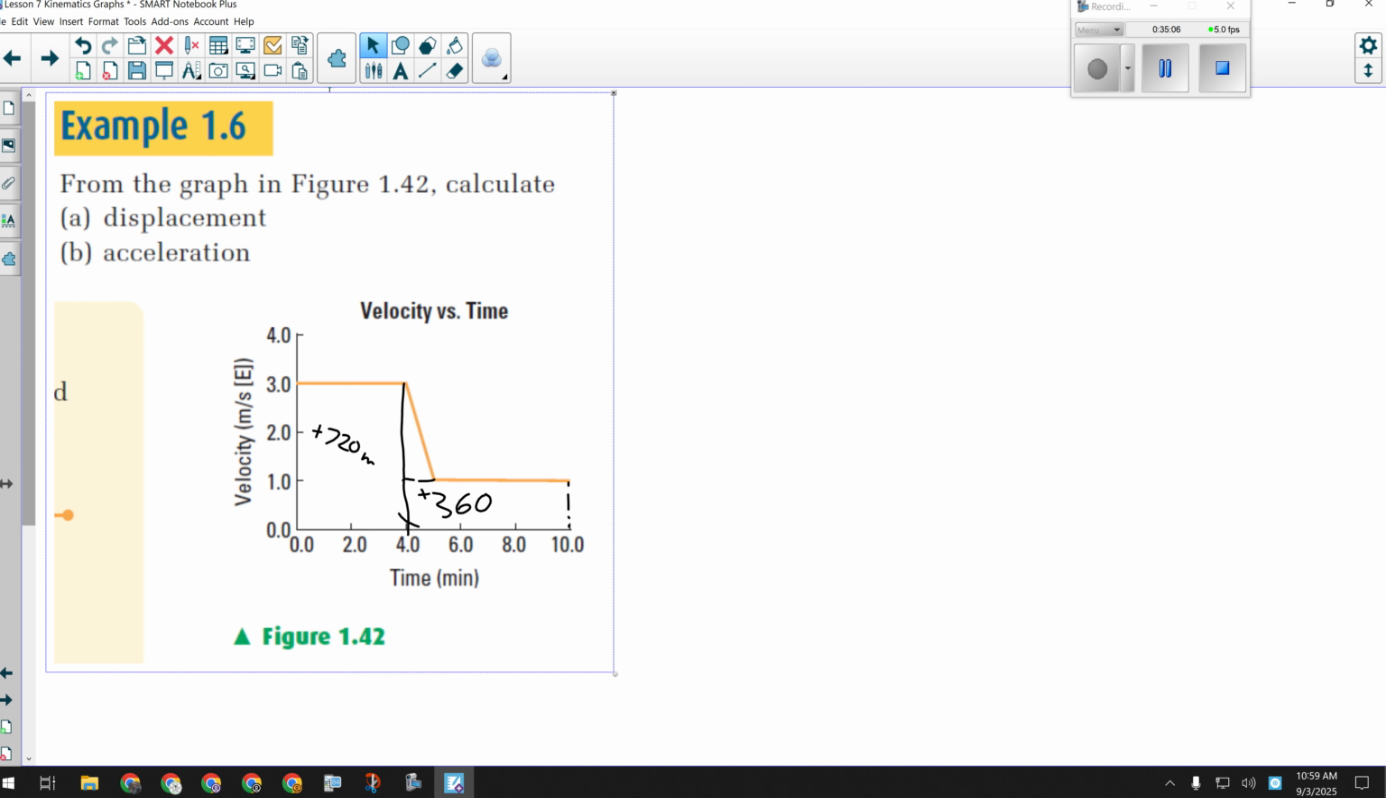Positive 360 meters. And then I've still got that little triangle there. So the base of that triangle would be 1 minute or 60 seconds. And the height of that triangle, it goes from 1 to 3. So the height of that triangle is 2 meters per second. Right, so that's going to be 120 meters in there. What did I do wrong? Forgot to divide. I didn't divide it by 2. You got to catch me. Sometimes I do that on purpose just to see if anyone's paying attention. All right, so it's actually just going to be 60.